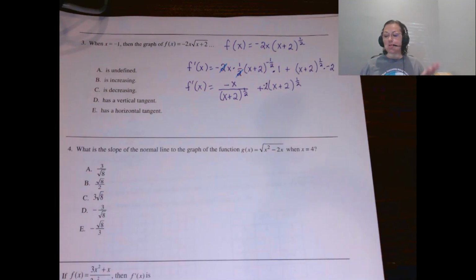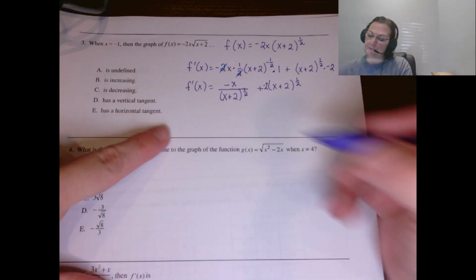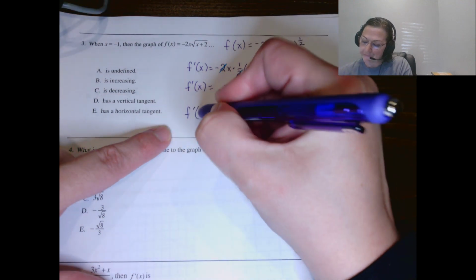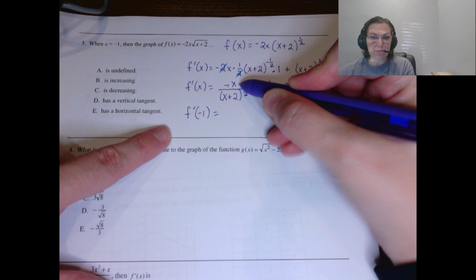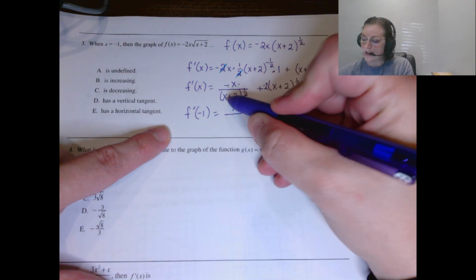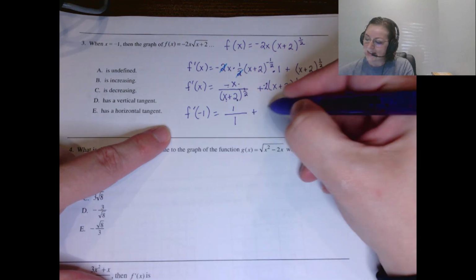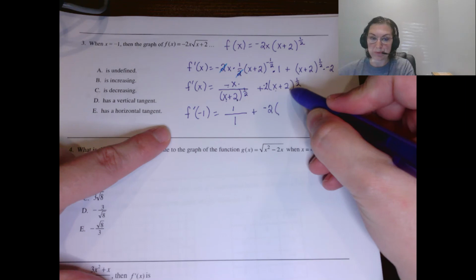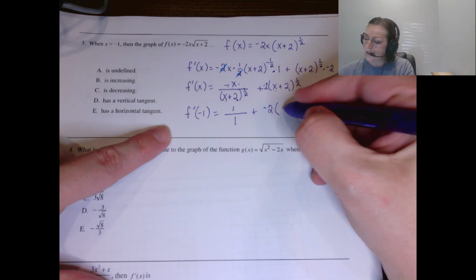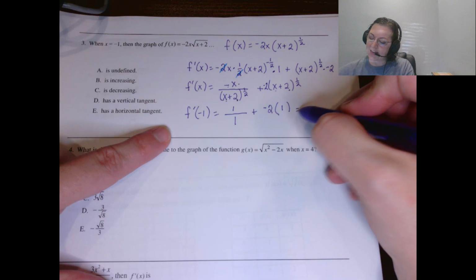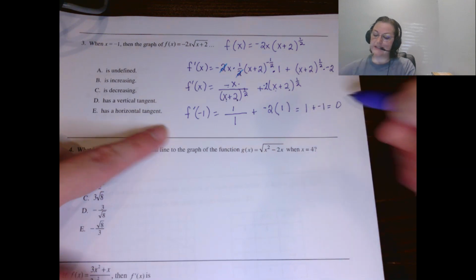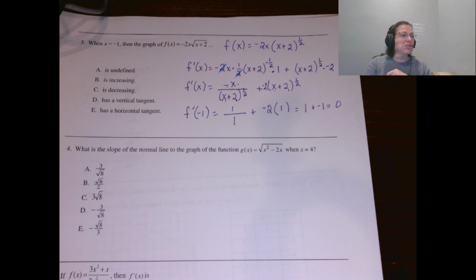All right, so what we're trying to do is to determine what's happening to this derivative at negative 1. So I'm going to plug in negative 1. So negative 1 is just a 1 over negative 1 plus 2 is 1 to the 1/2 is still 1, plus negative 2 times negative 1 plus 2 is 1 to the 1/2 is still 1. So it looks like I have 1 plus negative 1, which is 0. So what does that mean for my function, right? Is it undefined?